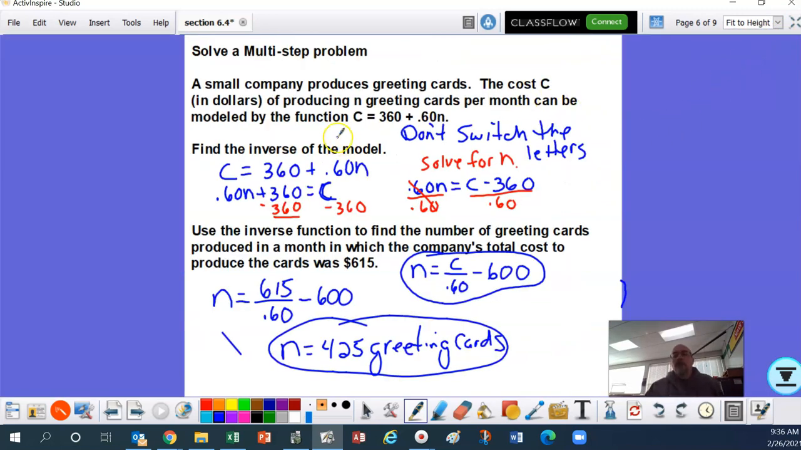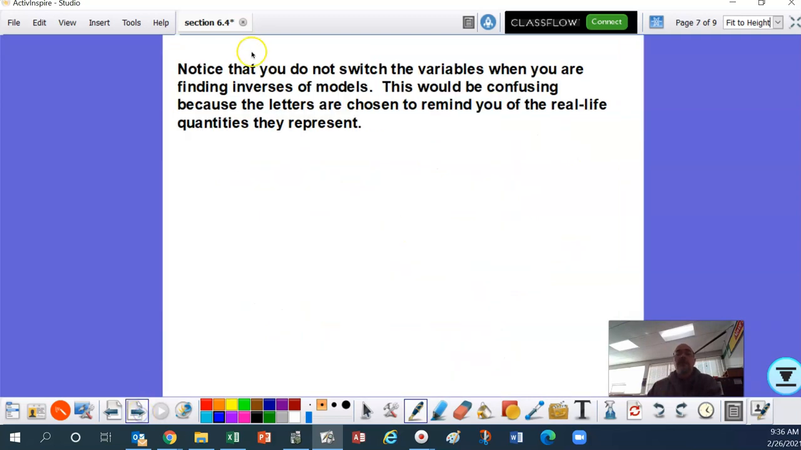All right, again, when we're doing a word problem, don't switch the letters, just solve for the other variable. That's going to be considered your inverse so that we can easily answer a question that's asking about how many greeting cards you have when you're told how much money was made. Okay, and last, again, notice that we do not switch the variables in finding the inverse model of that problem.